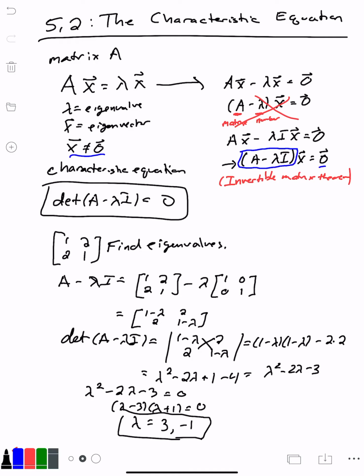The finding eigenvectors is going to be a little bit more involved, unfortunately. And so let's go ahead and look at that now. So write down what we had. A is 1, 2, 2, 1. And we already learned that the eigenvalues were 3 and -1 by solving the characteristic equation. So then the next thing we need to do is find the eigenvectors.